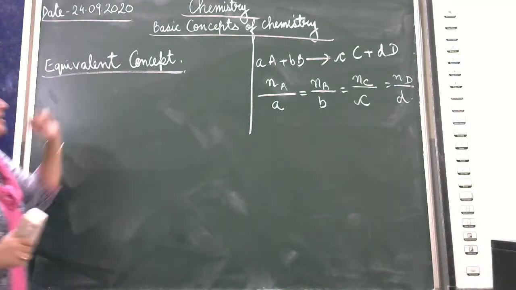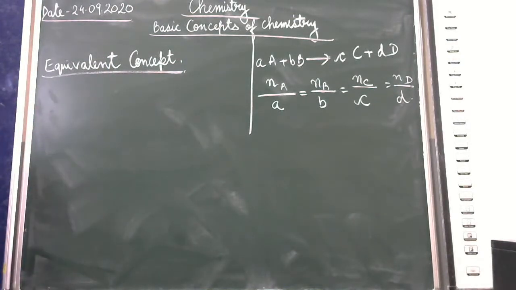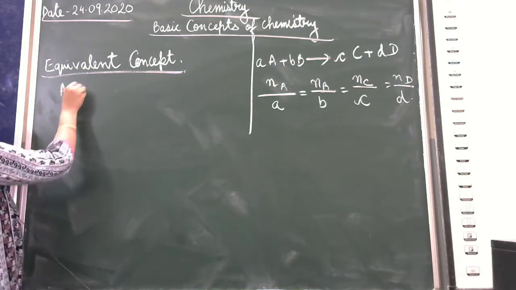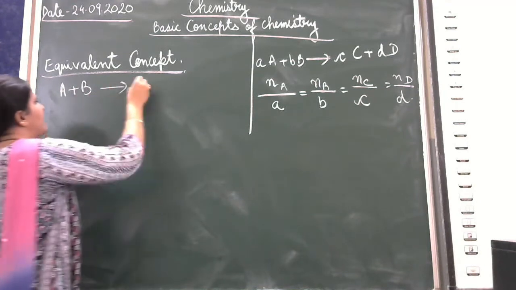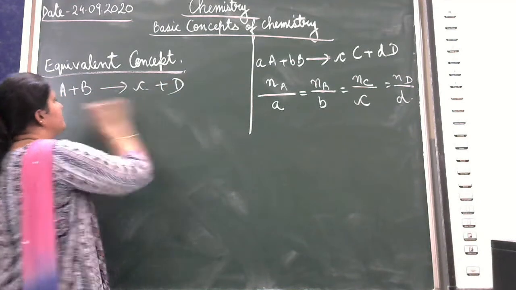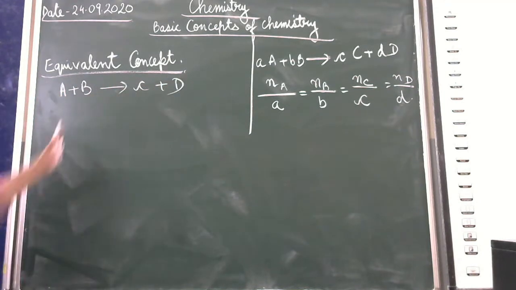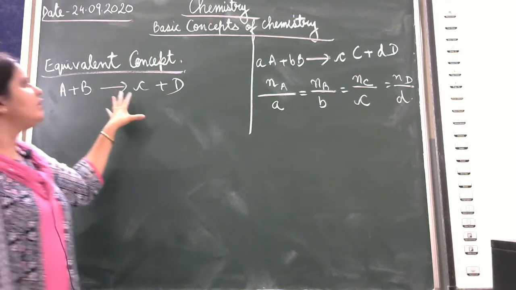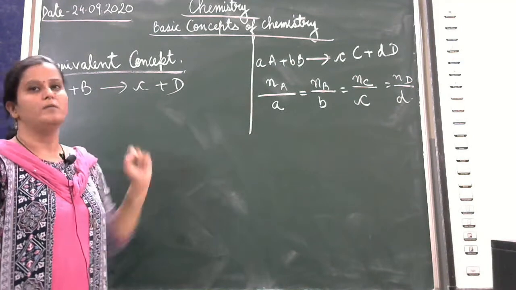But what is the advantage of this equivalent concept? Here there is no need of a balanced equation. I can simply write A plus B will react to give me C plus D. Just if I know this much, I can apply my equivalent concept. So this is the advantage of the equivalent concept over the mole concept.